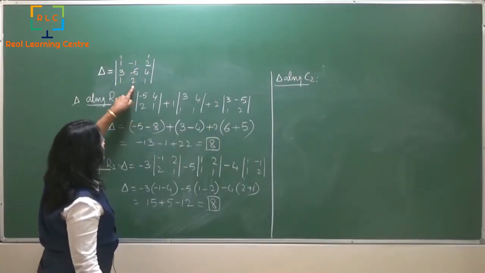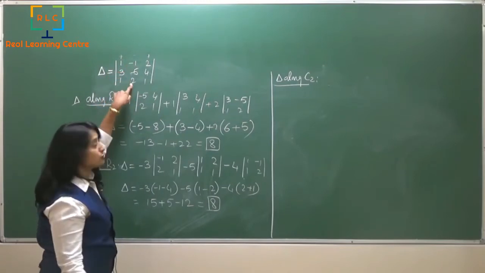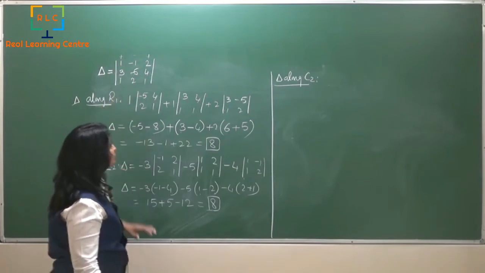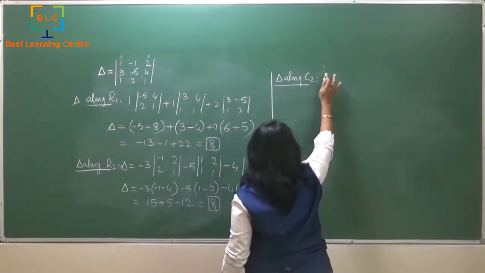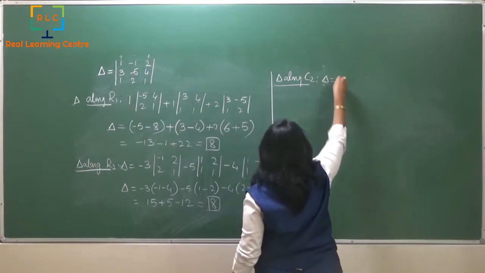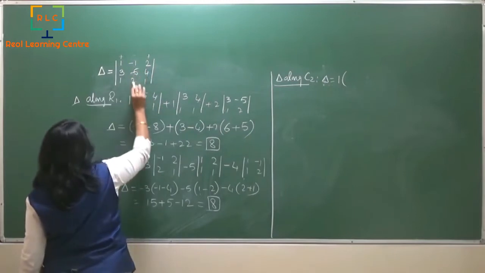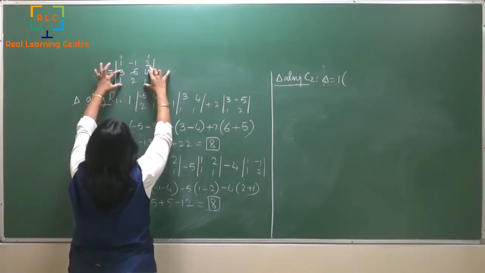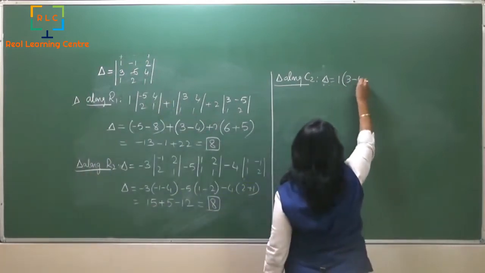When I go to the sign convention, this will have minus, this will have plus, and this will have minus. So again, minus 1 I shall write as plus 1. So 1 into, and I shall take out the determinant directly, children. Delta is equal to 1 into. Wherever this 1 is present, I shall delete that column and that row and take out the determinant of this. This will be 3 minus 4.